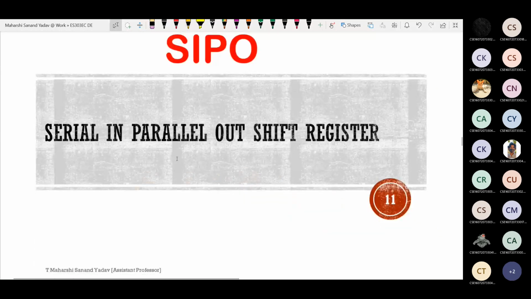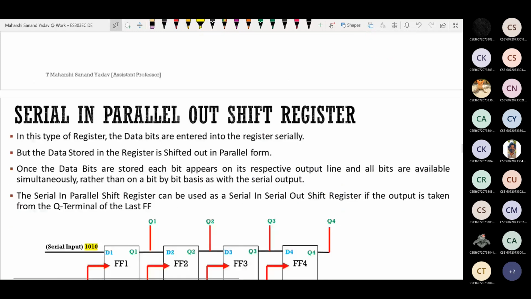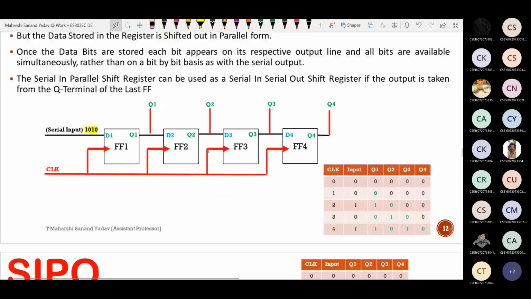Next, what is serial in and parallel out? You are applying inputs serially, but you are taking output parallelly. This is called serial in, parallel out. Observe this diagram now. What is the difference compared to SISO?